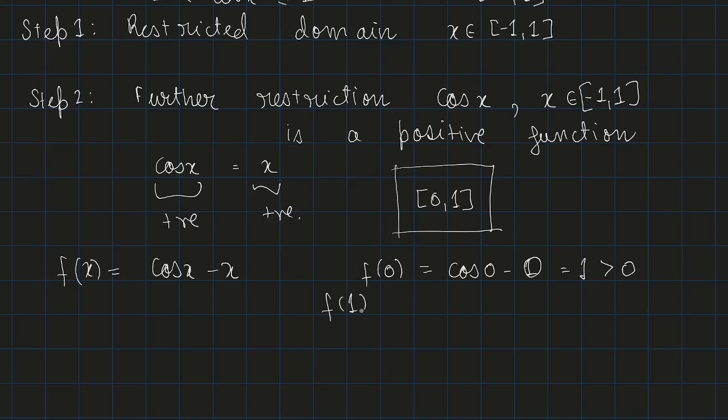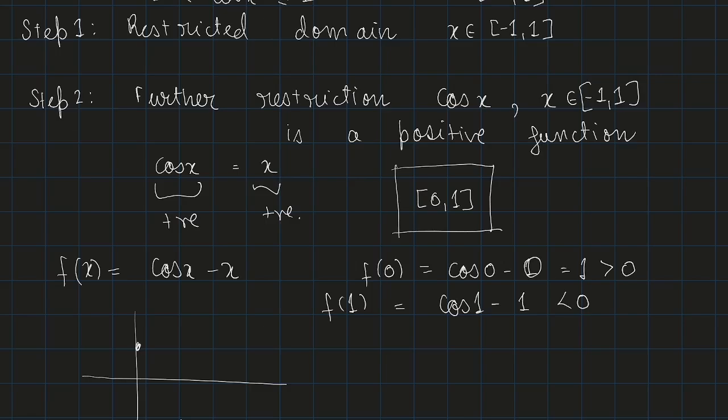What about f of 1? f of 1 is cos of 1 minus 1. I know this is less than 0. Why? Because cos of 1 is less than cos of 0. 1 radian is less than 90 degrees, so it's approaching 0. So it is negative. So first thing I know is that this function is going from something positive to something negative. I don't care what exactly f of 1 is, but it's a negative number, some minus a, let's say.